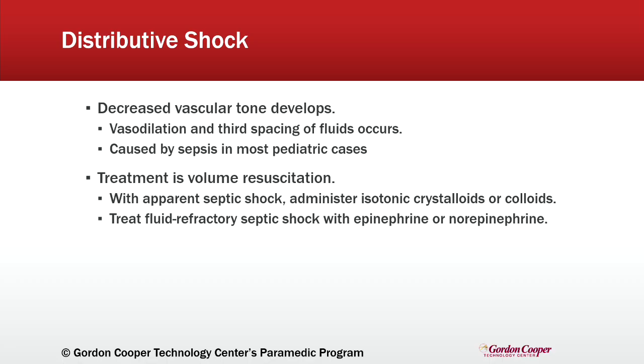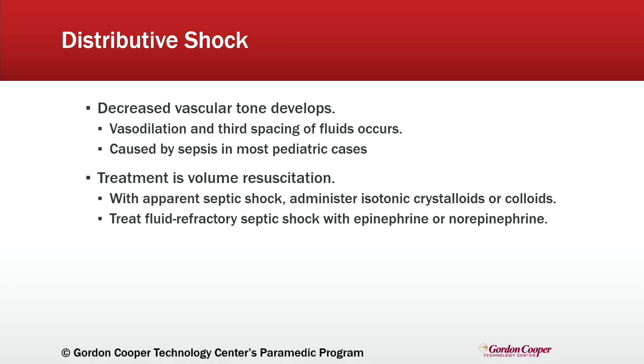In early distributive shock, the child may have warm, flushed skin and bounding pulses due to the peripheral vasodilation. But as that shock progresses, we're going to start to see signs and symptoms that resemble those of hypovolemic shock. Fever, of course, is a key finding in septic shock. In anaphylaxis, you may notice the urticaria or the rash and the wheezes. That's going to give you an indication that it's maybe anaphylactic related. And of course, neurological deficits may be present in shock caused by spinal cord injuries.